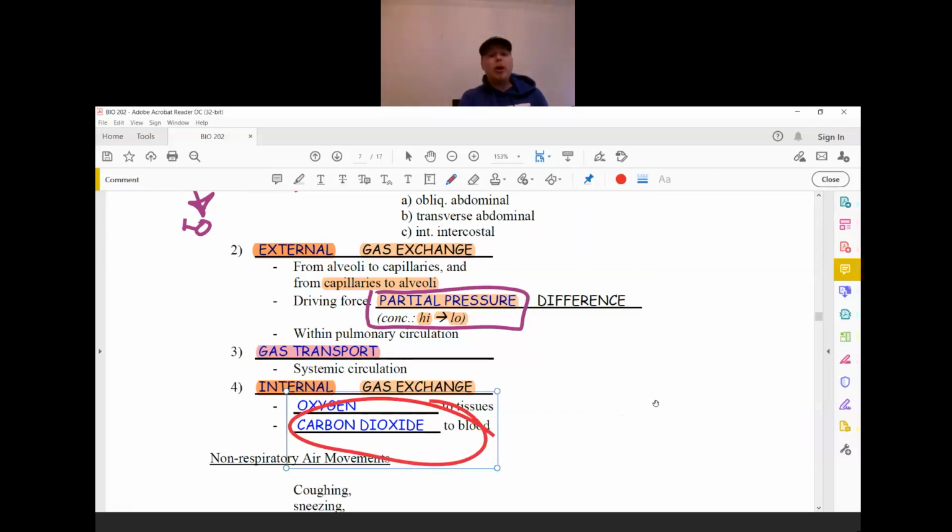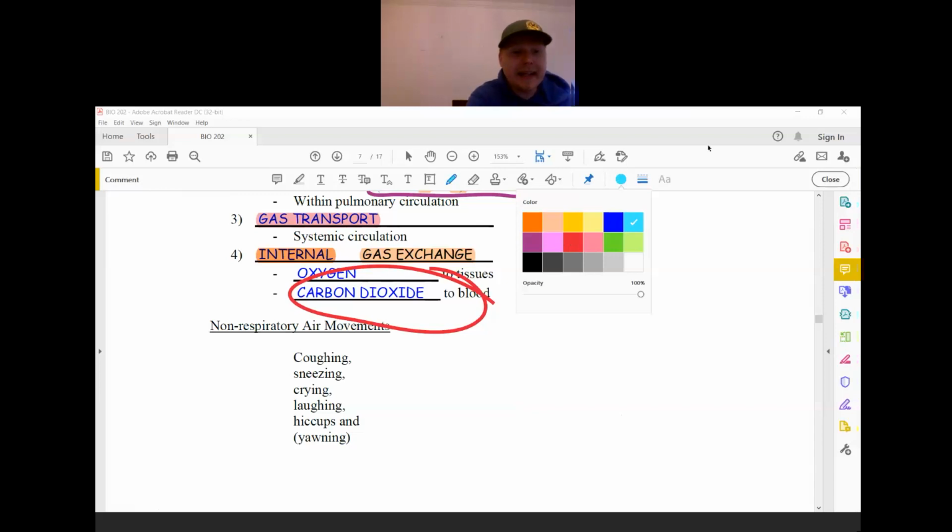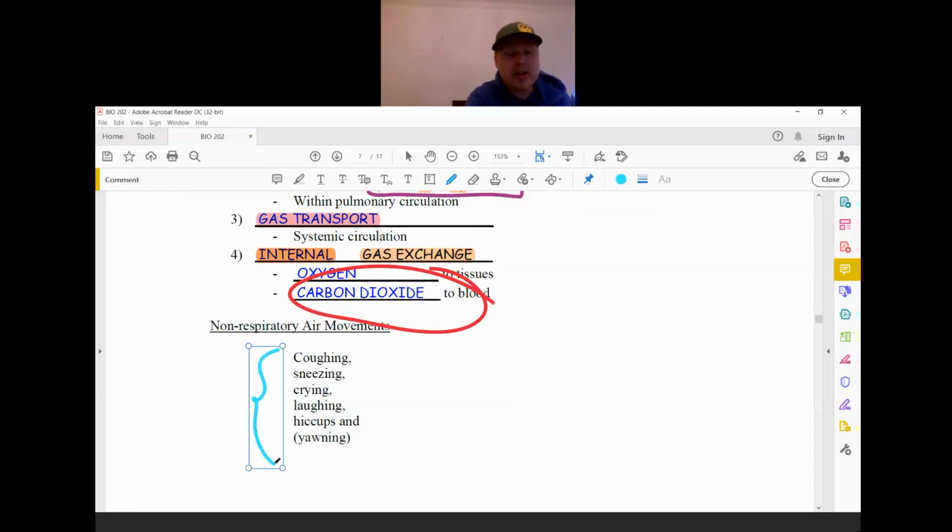There are multiple other air movements that really don't play a role in respiration. These would include coughing, sneezing, crying, laughing, hiccups, even yawning. I discussed those earlier on. It's important to note that not every movement of the air has a respiratory function.